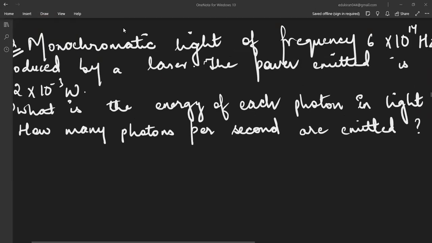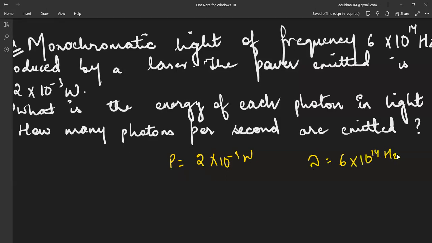Okay, this says that monochromatic light of frequency 6 into 10 to the power 14 hertz is produced by a laser. Power emitted is 2 into 10 to the power minus 3. What is the energy of each photon? See, power is equal to 2 into 10 to the power minus 3 watt. Frequency is 6 into 10 to the power 14 hertz.